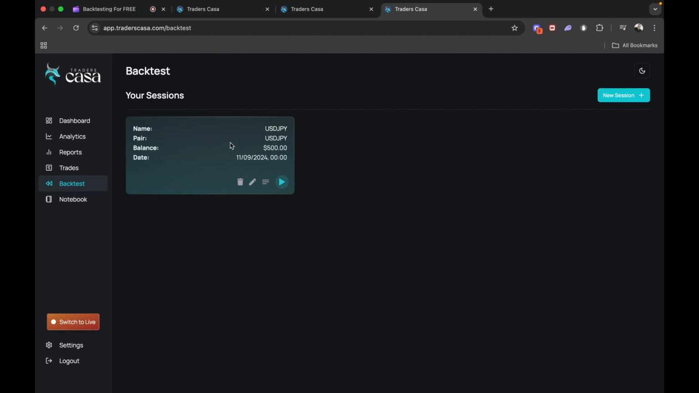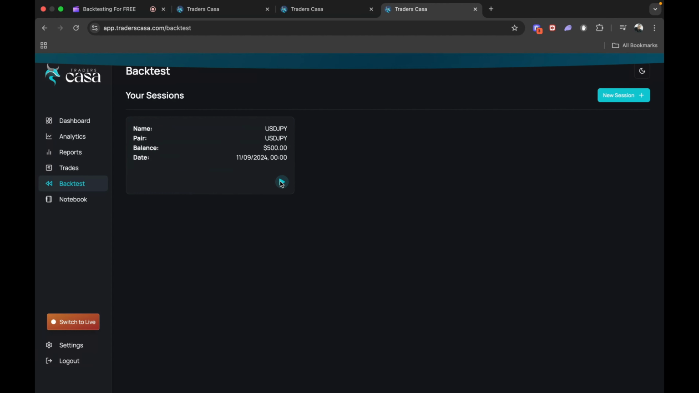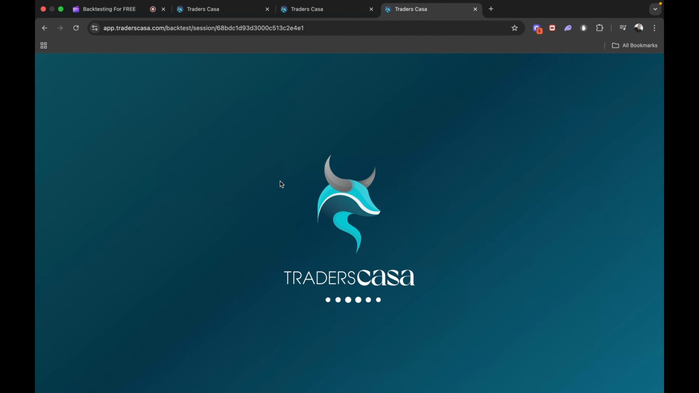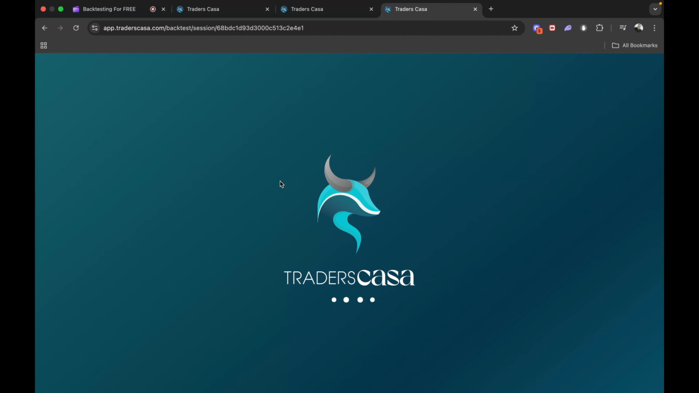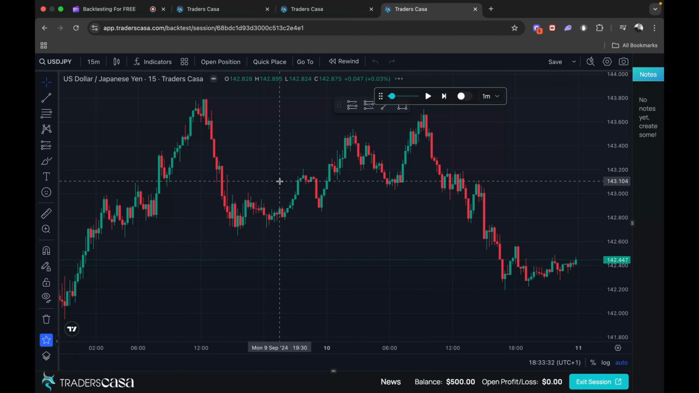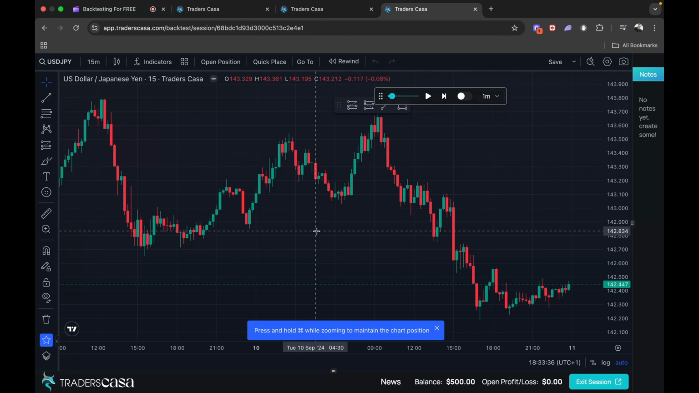So now let's click on where it says play. So it can take you right into the charts for the USD JPY section. The only thing Tradercasa gains from you is that at intervals they will be putting up ads on the platform. So that means as you're backtesting, at some point you see some ads pop up. So that is the only way Tradercasa is making money off you using their platform.